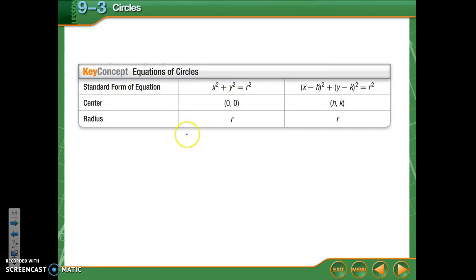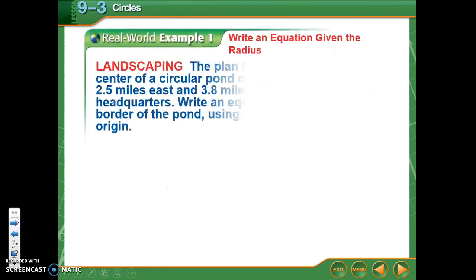So the standard form of my equation, notice I have two columns here. In this column, my center is at (0, 0). So it's just x squared plus y squared equals r squared, easy. In this one, my center is not at (0, 0). My center is (h, k). So I have (x minus h) quantity squared plus (y minus k) quantity squared equals r squared. But this is way less complicated than the formulas for parabolas.